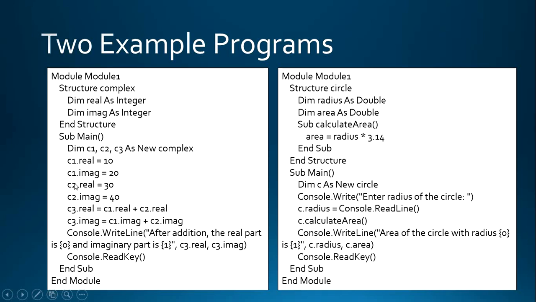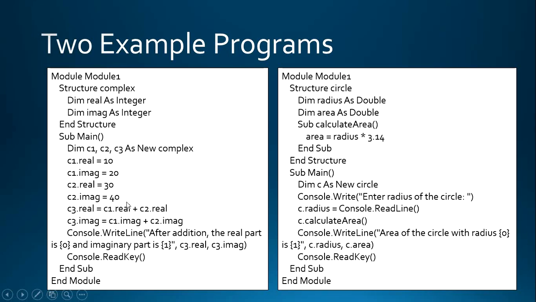C1, C2, C3 are the structure variables. To access the data members, that is the real and imaginary, you use the dot operator. So you use C1 dot real and C1 dot imaginary, C2 dot real and C2 dot imaginary. Like this you access the data members, and then you initialize the values here.